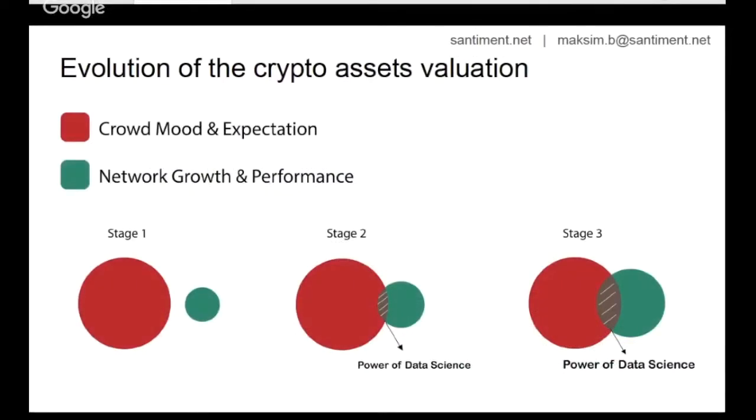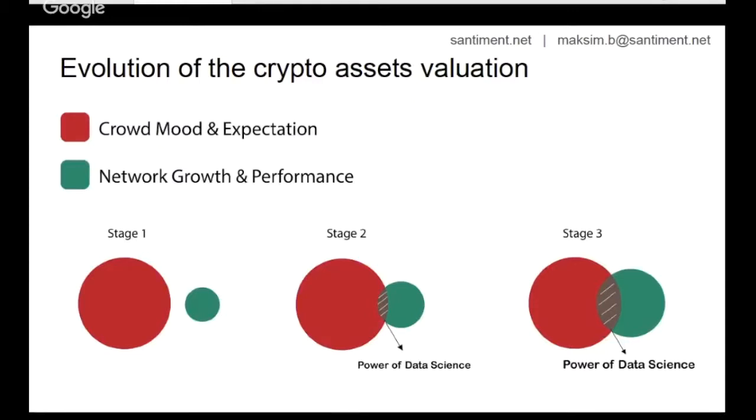Because we are in the process of evolution of crypto assets and crypto asset valuation, this is now a very interesting, even though simple, but very important chart to understand. In the very first stage, when any crypto network is created and it's not yet known how many people will really use it, and will they use it at all? There is only mood and expectation.